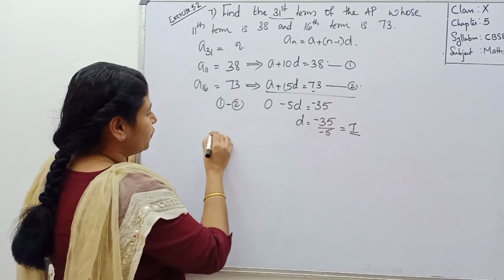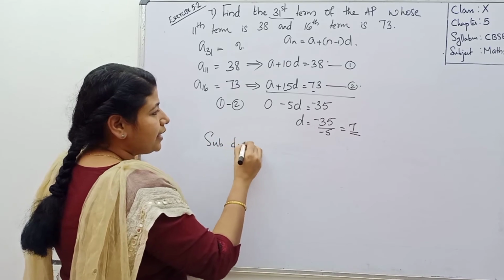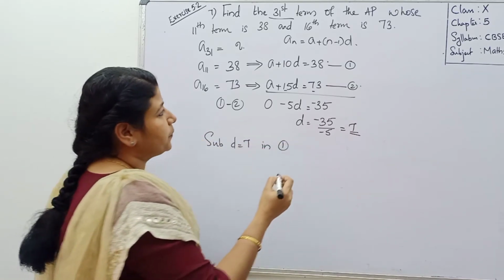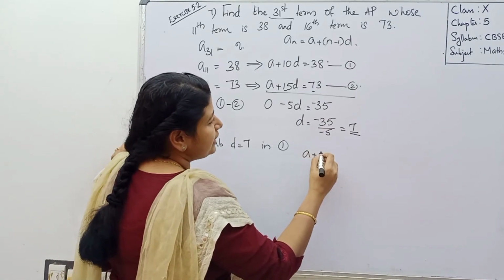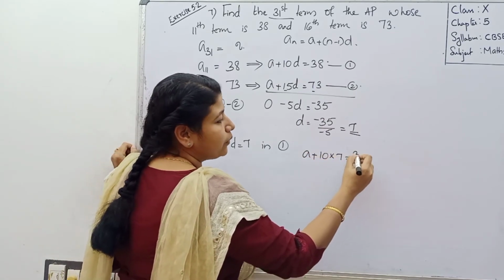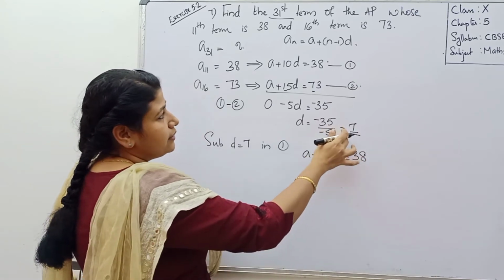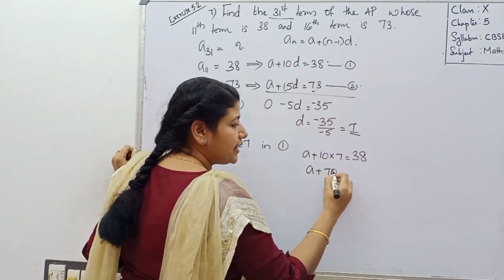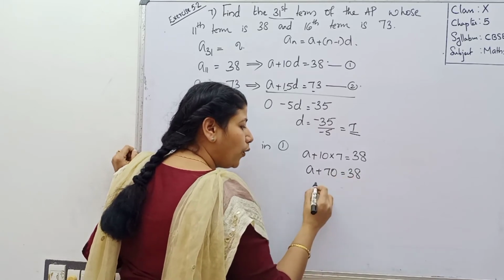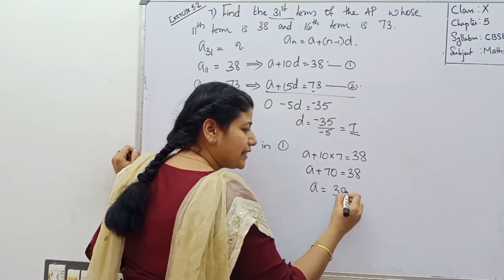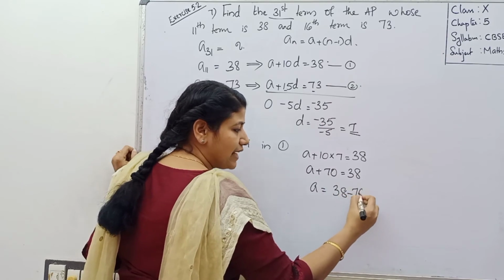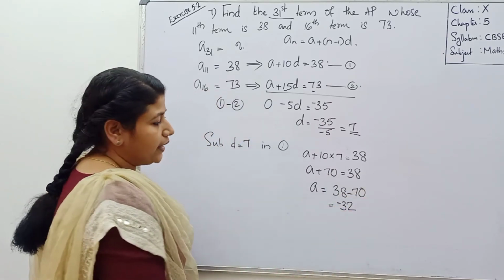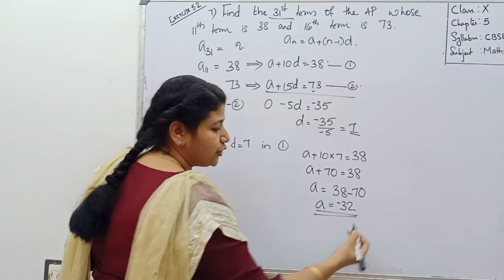Now we can substitute d equal to 7 in the first or second equation. I am going to put it in the first equation. So I am getting a plus 10 into 7 equal to 38. Instead of d I am using 7. So a plus 70 equal to 38, or a equals 38 minus 70. Then you will get negative 32. Okay. So a is negative 32.